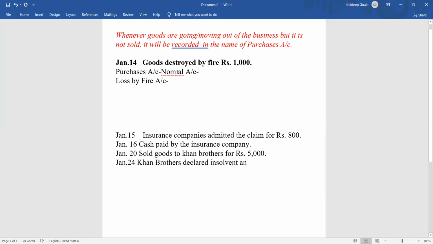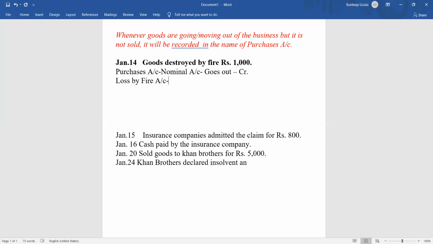Now we all know what the real account rule is. The real account rule says that debit comes in, credit goes out. So what is happening here? Goods is destroyed, so it is going out of the business. So goes out, what do we do? Debit comes in, credit goes out, so goes out will be credit, right?